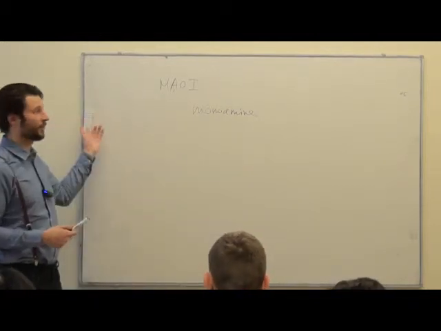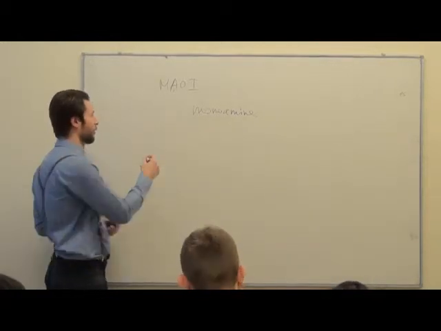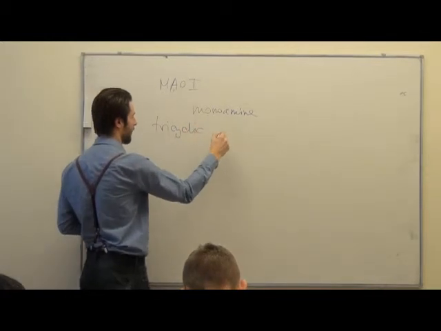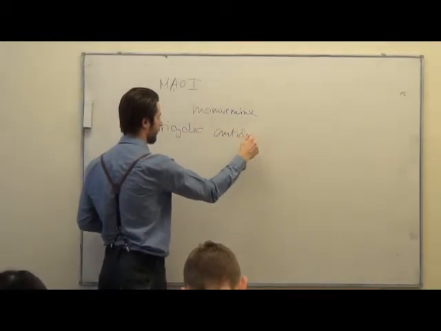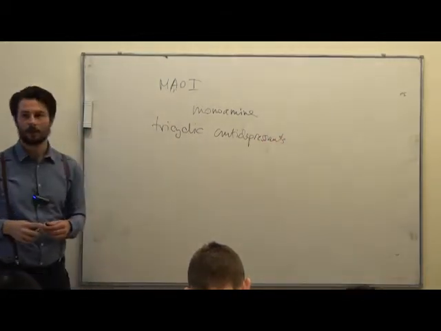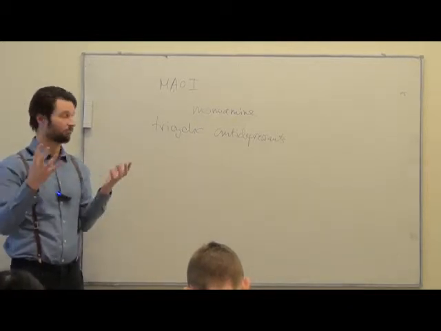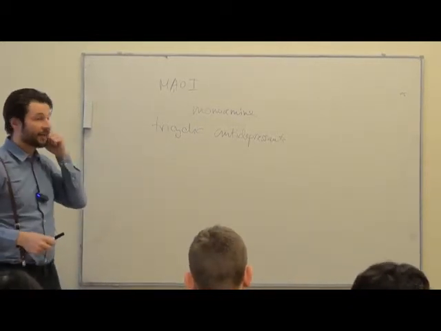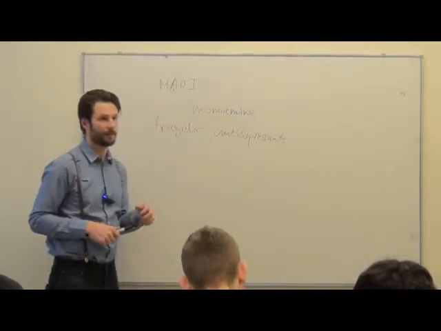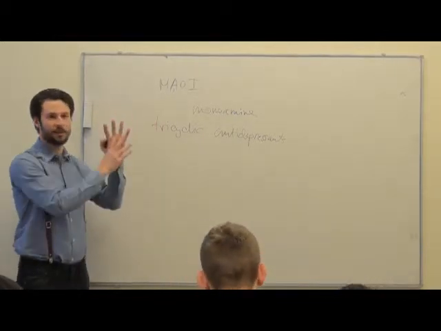Very soon after monoamine oxidase inhibitors, another group of antidepressants was discovered, which are called tricyclic antidepressants, or tricyclics. The name just says that they have three cycles in the molecule. That's all it means. Tricyclic antidepressants, again, were discovered by accident. We're in the late 40s, so these two are very closely related in time.